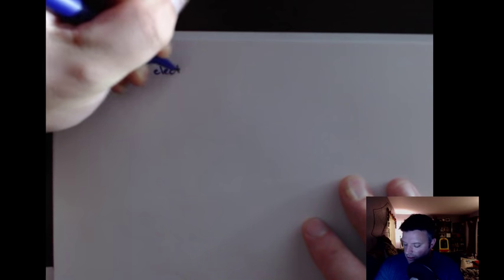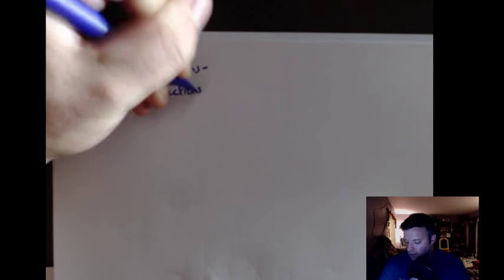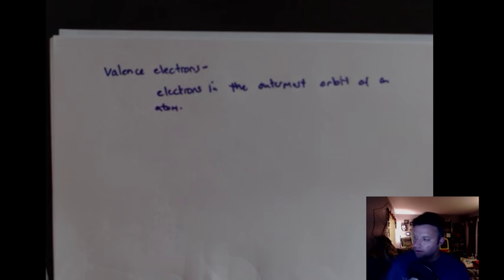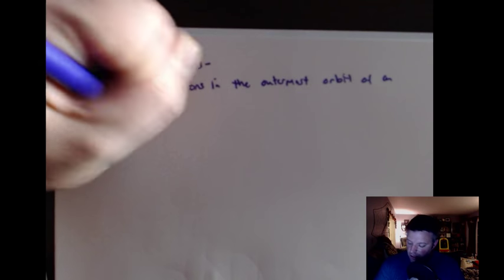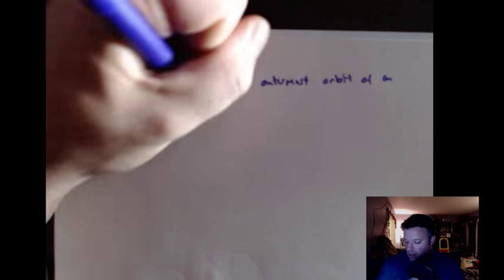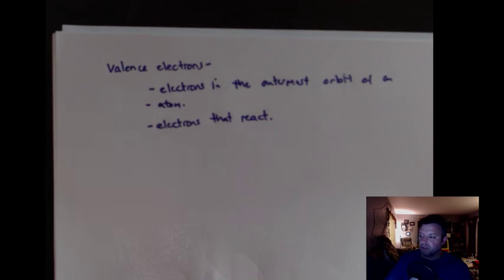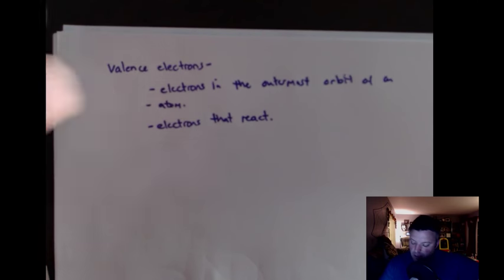All right, so valence electrons. Valence electrons are all the electrons in the outermost orbit of an atom. Valence electrons are the electrons that react. So these are what determine the reactivity of every element, these valence electrons.